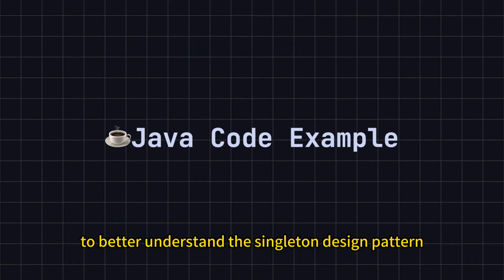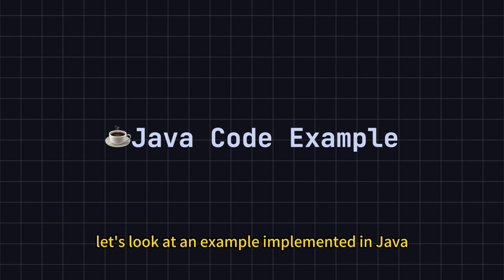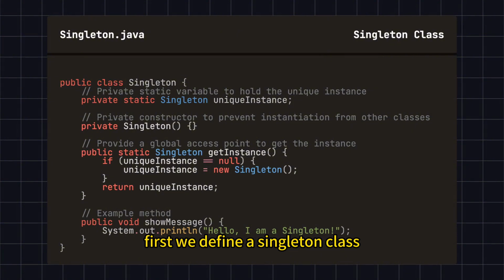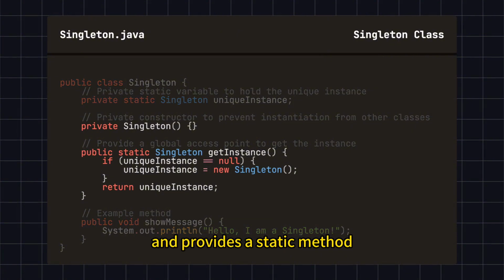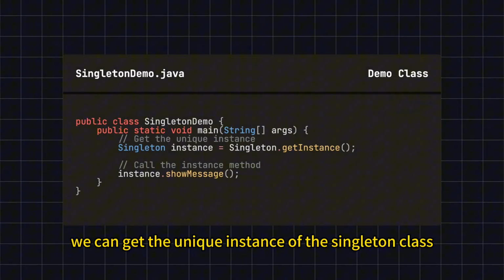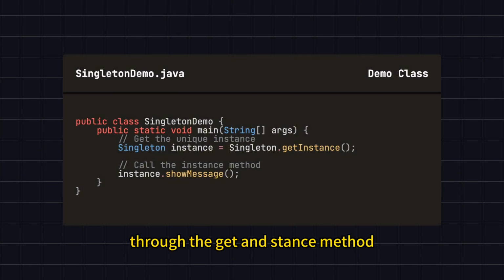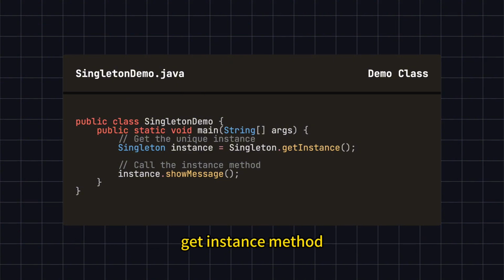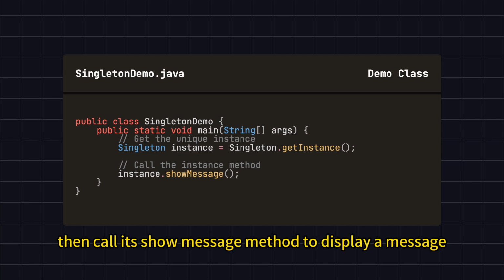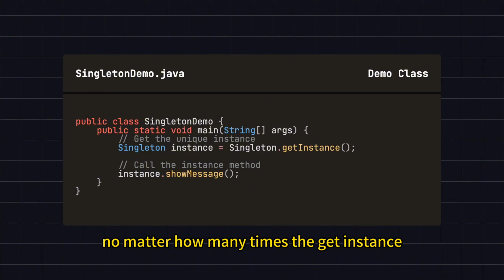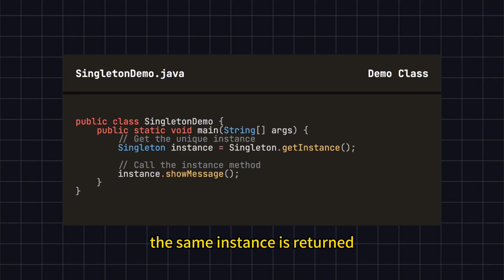To better understand the Singleton design pattern, let's look at an example implemented in Java. First, we define a singleton class whose constructor is private and provides a static method to get its only instance. Next, we can get the unique instance of the singleton class through the getInstance method. In this example, we first obtain the unique instance by calling the getInstance method. Then call its showMessage method to display a message. As you can see, no matter how many times the getInstance method is called, the same instance is returned.